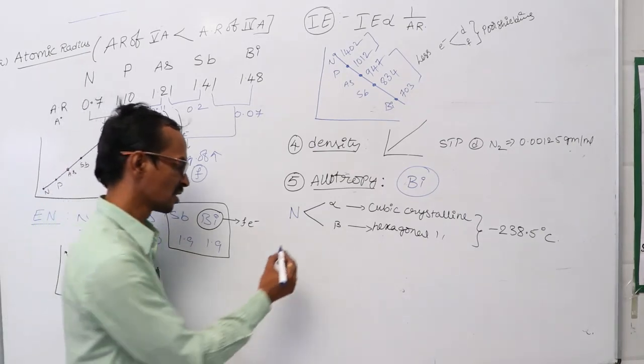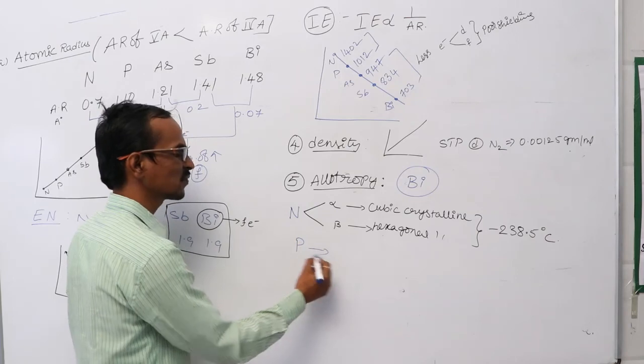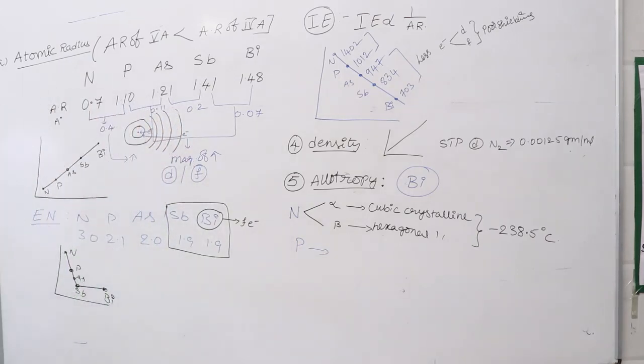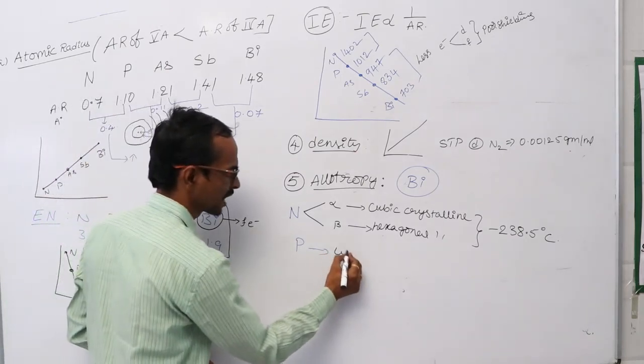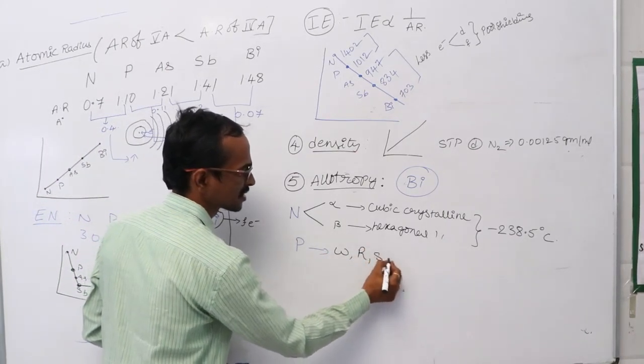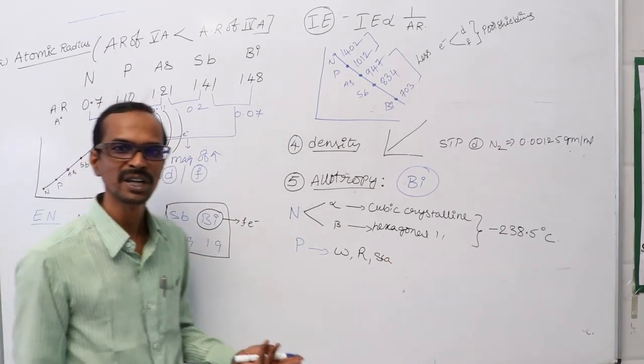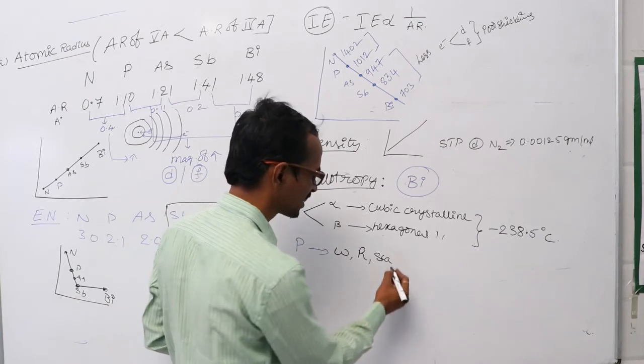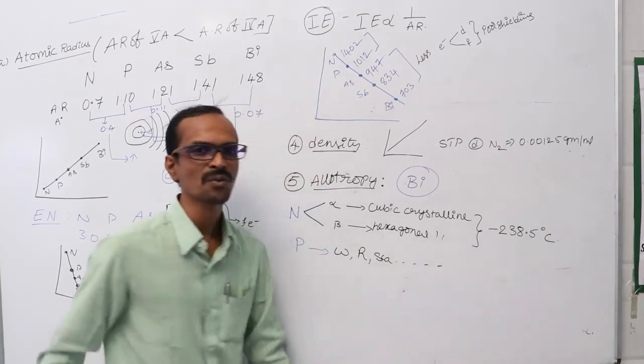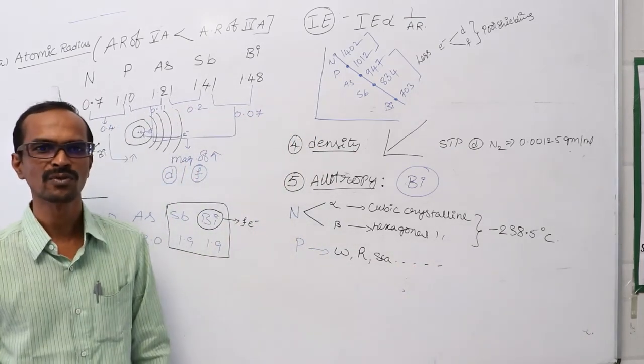And next, phosphorus. Phosphorus has various allotropic forms: white phosphorus, red phosphorus, scarlet phosphorus, and then alpha black, beta black, violet, like this. It has various allotropic forms.